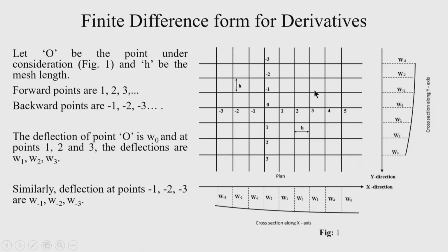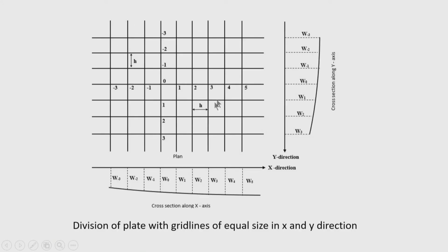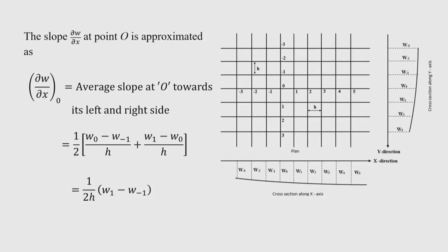So, this is the finite difference grid that I discussed, and the plate is divided. Of course, for illustration purposes I have taken an equal mesh size, that is, the mesh size is h in the x direction as well as h in the y direction. Now, let us first find the slope. Slope is nothing but the first derivative of the function. So, now at node O, that is the 0 node, we want to find the slope.